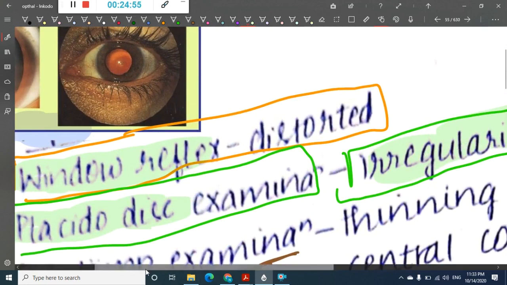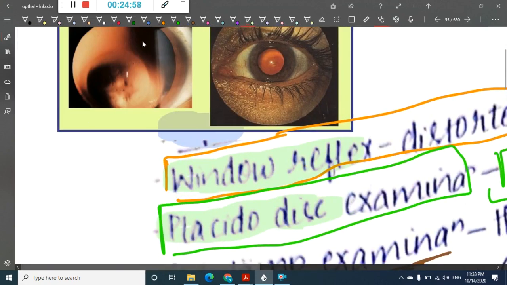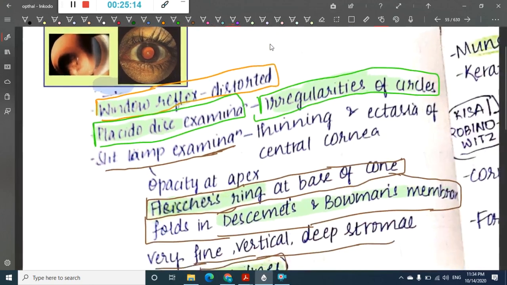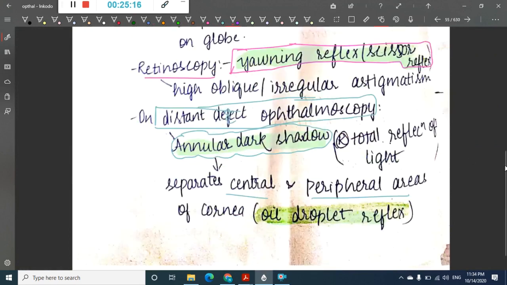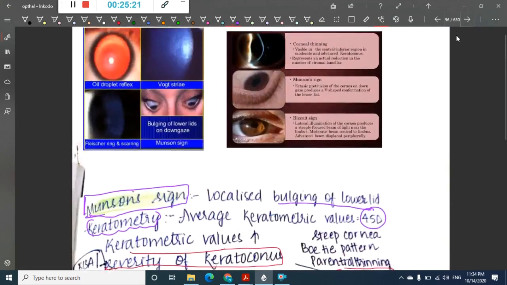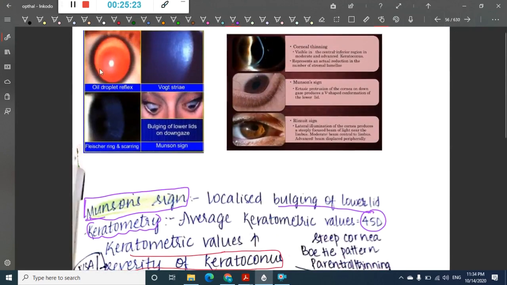So if you actually see, the sign which you are seeing here is the scissoring sign. Anyways, this is the oil droplet sign, where this is the central part of the retina and this is the peripheral part of the retina. Here there is separation of the central and peripheral parts of the retina, which is called the oil droplet sign, right? So this is the oil droplet reflex, where the central and peripheral parts of the retina are separated.